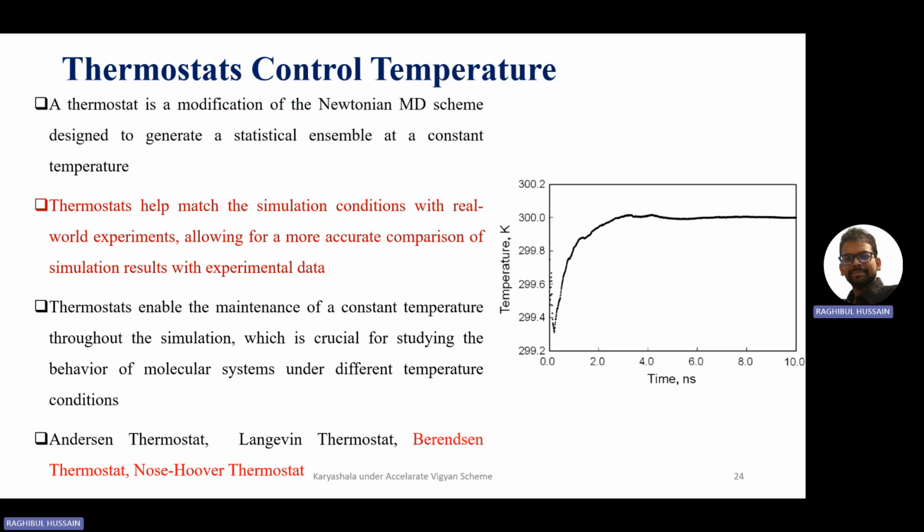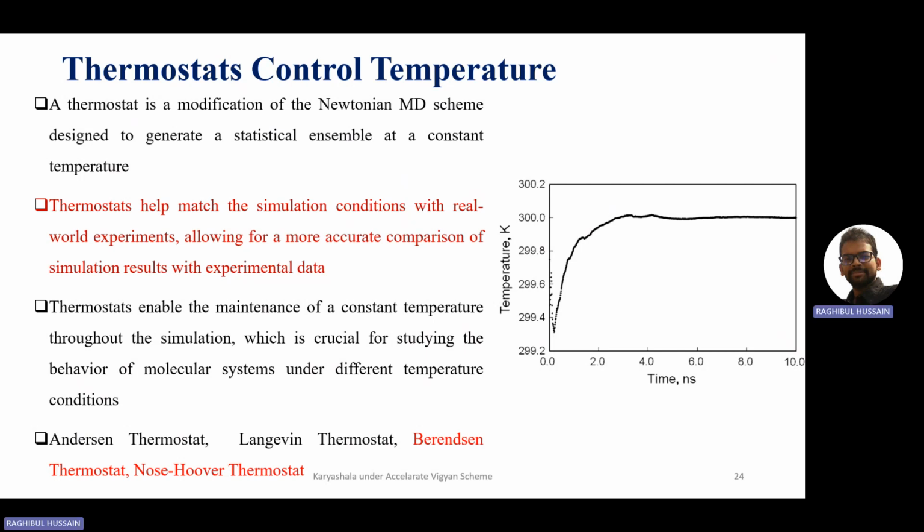Okay. Thermostat controls temperature. So what is it? What is a thermostat? A thermostat is a modification of the Newtonian MD scheme designed to generate a statistical ensemble at a constant temperature. It helps match the simulation condition with real-world experiments, because it will not allow your system temperature to go unbound. But obviously you need to place your molecules in such a way that the system should not go unbound.